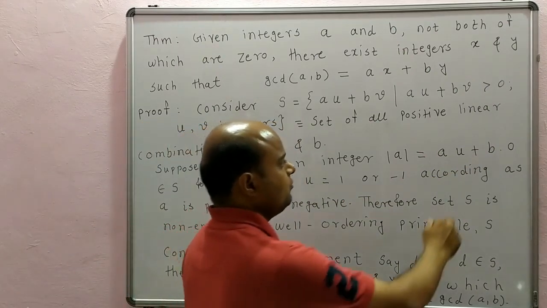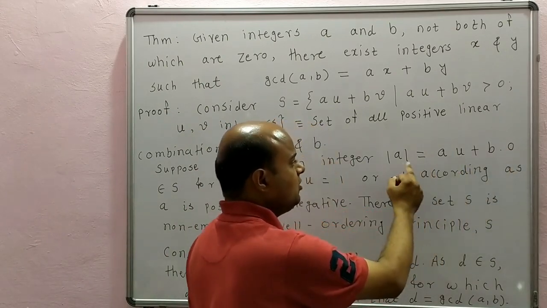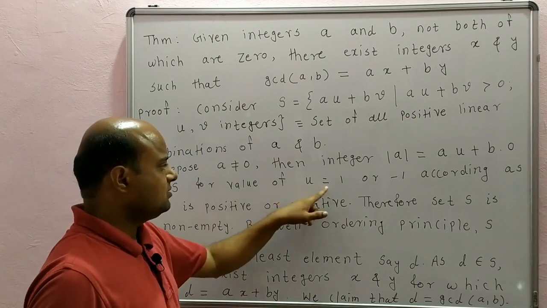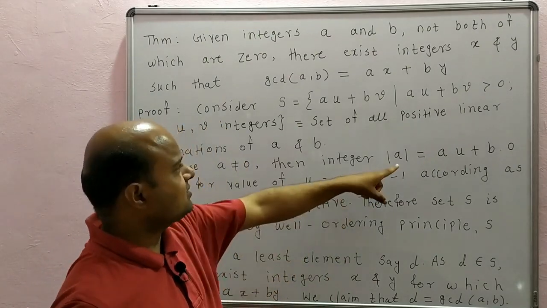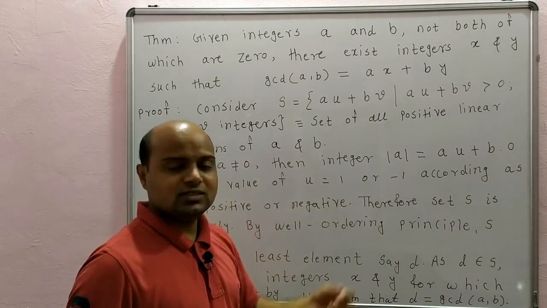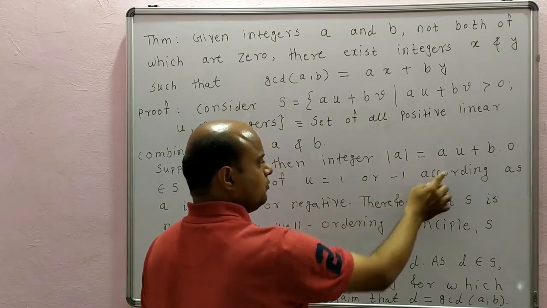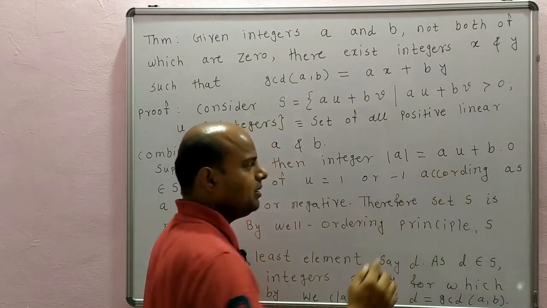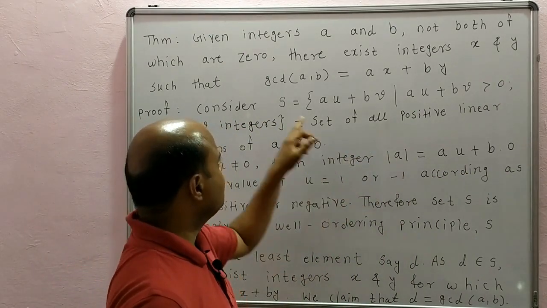Why? Here we have taken the value of v as 0 and the value of u depends on the value of a. Suppose a is positive, then we will take u as 1. So mod of a will be equal to a, and a is greater than 0, therefore a will be in S. Suppose a is negative, then mod of a is equal to minus a, and we will take u as minus 1. Therefore minus a into minus 1 will become a, and mod of a is equal to a, which is again greater than 0. Therefore again mod of a will be in S.